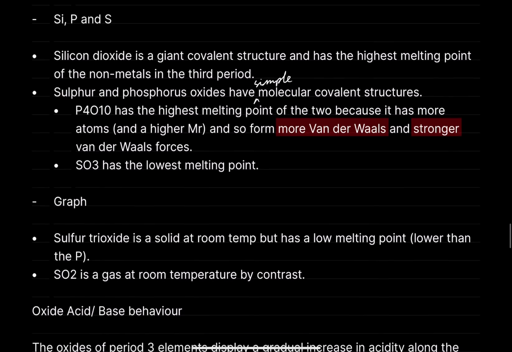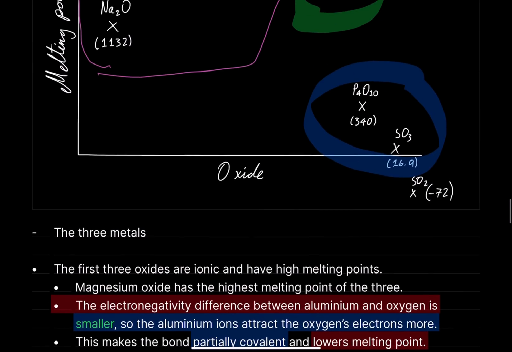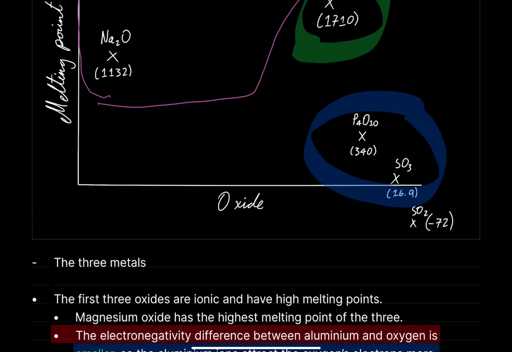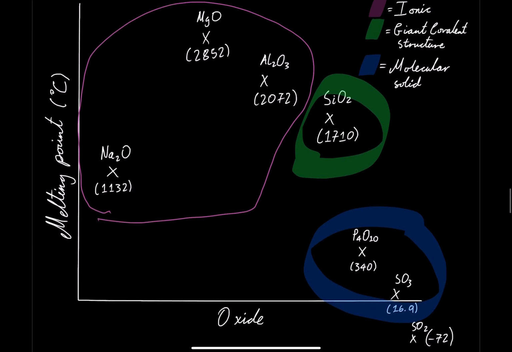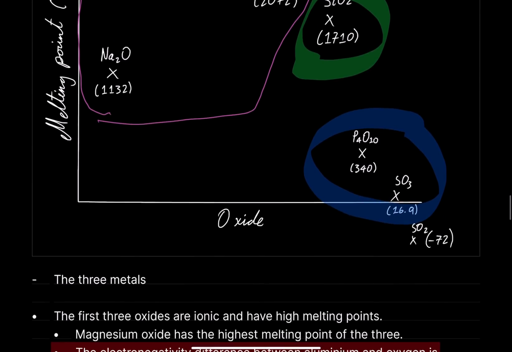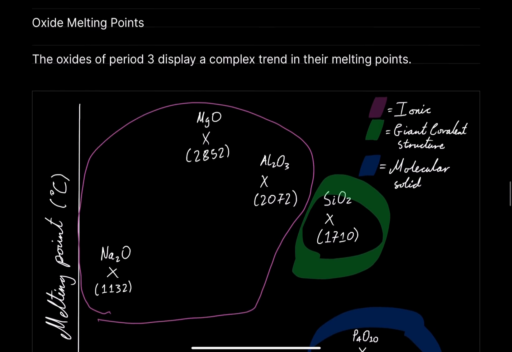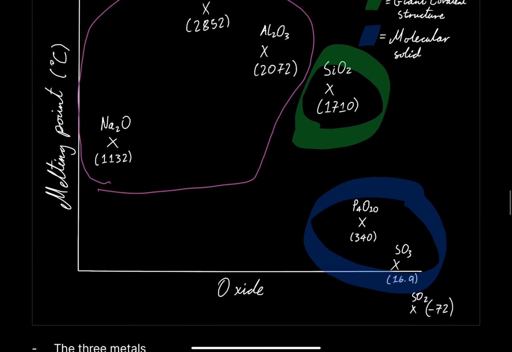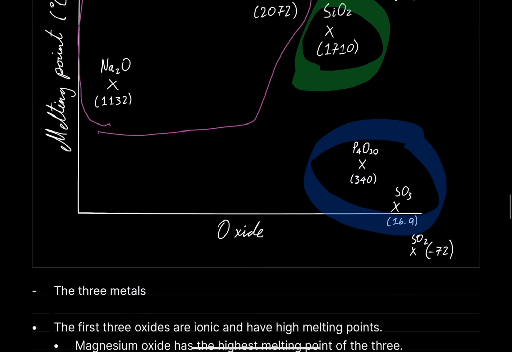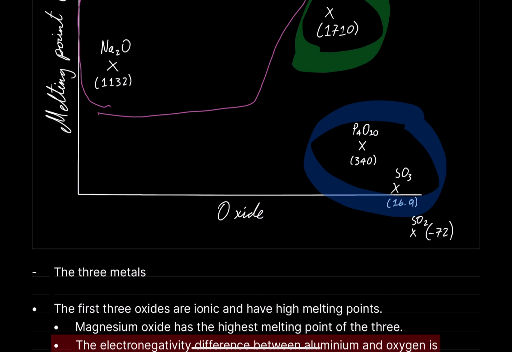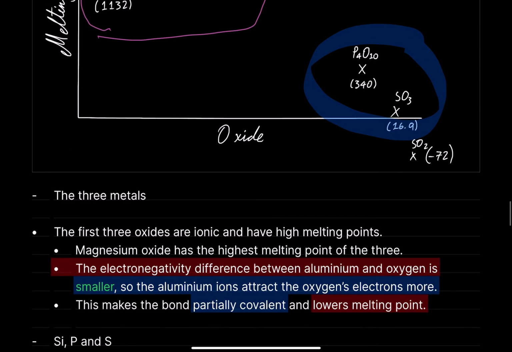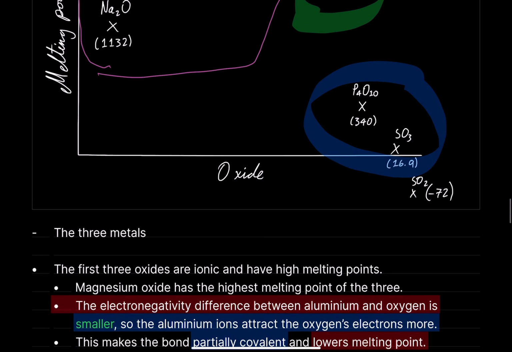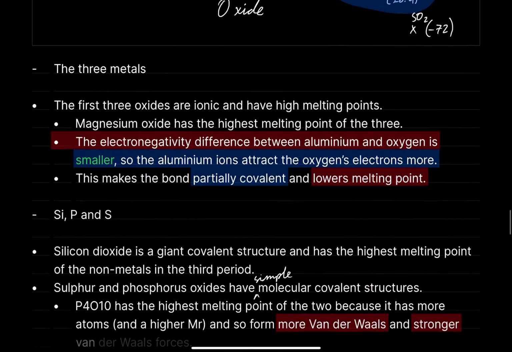Now, SO2 is a gas at room temperature by contrast. So SO2 is a much weaker molecular compound. It's not a molecular solid. Actually, I don't even count it as one of the molecular solids, because it's not a solid at room temperature. The difference between, look, SO3's melting point is 16.9 degrees Celsius, whereas the melting point of SO2 is minus 72 degrees Celsius. So there's a massive difference there.